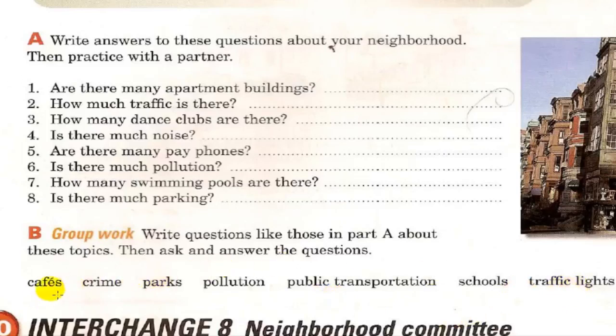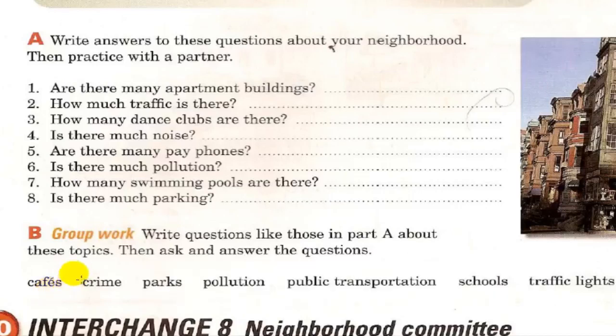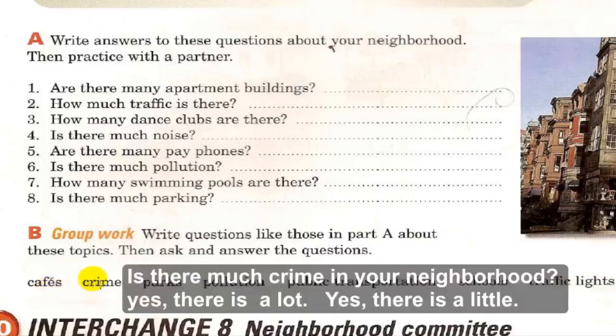Example, cafes. How many cafes are in your street? There are 4 cafes. There are a lot. Is there much crime in your neighborhood? Yes, there is. Yes, there's a lot. Yes, there's a little.